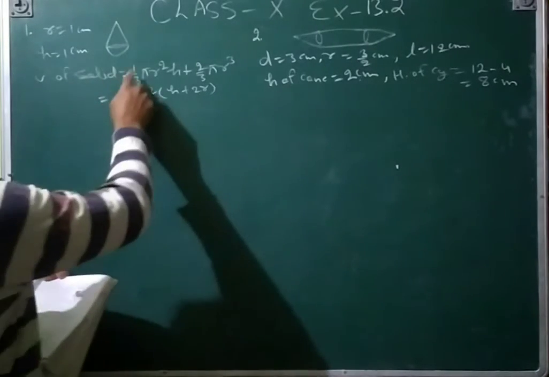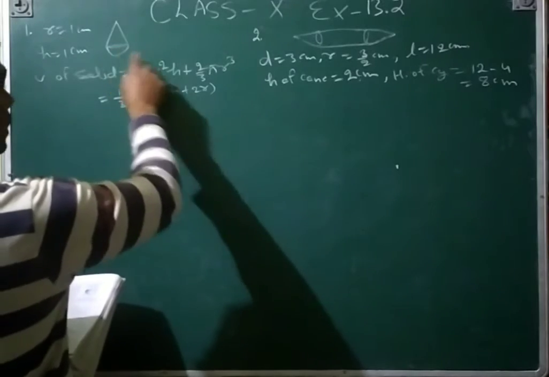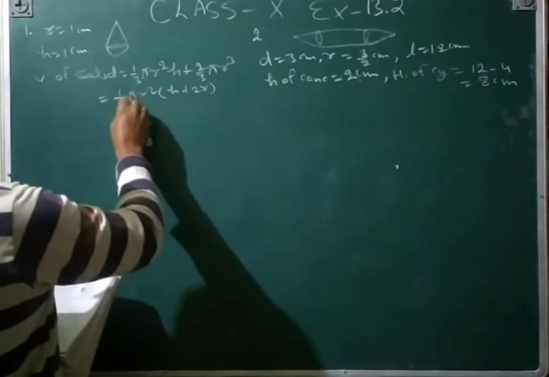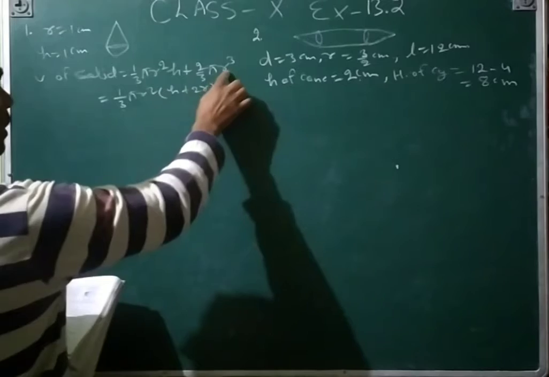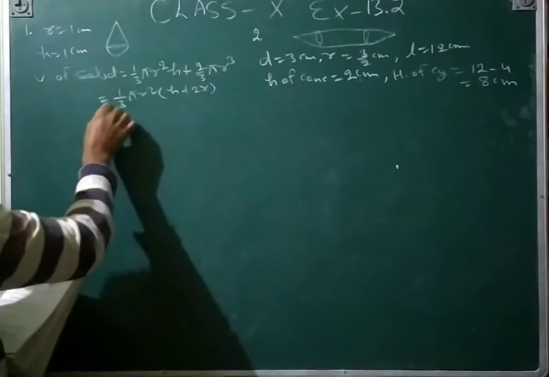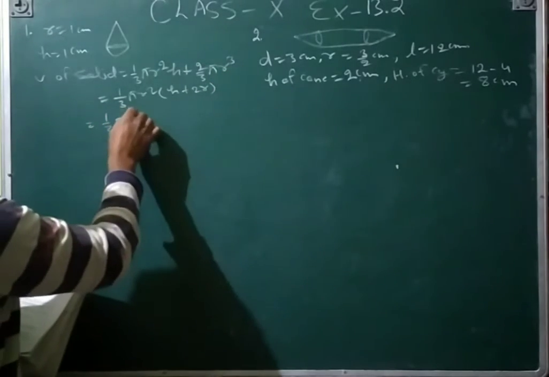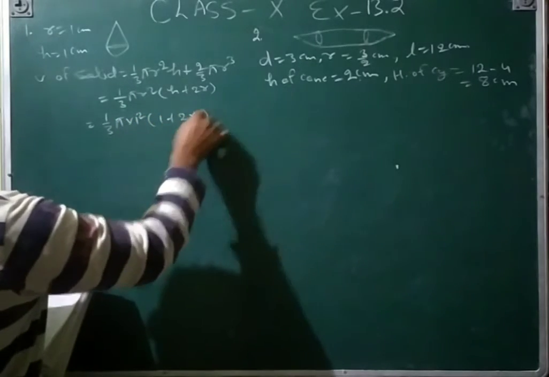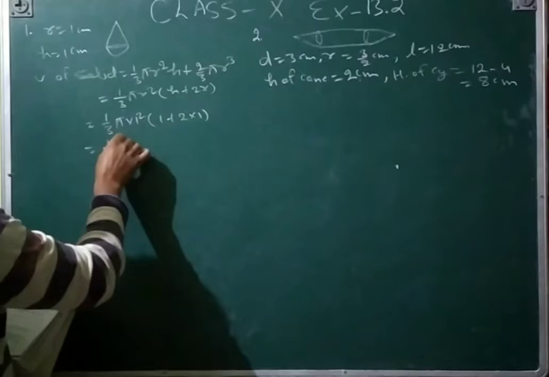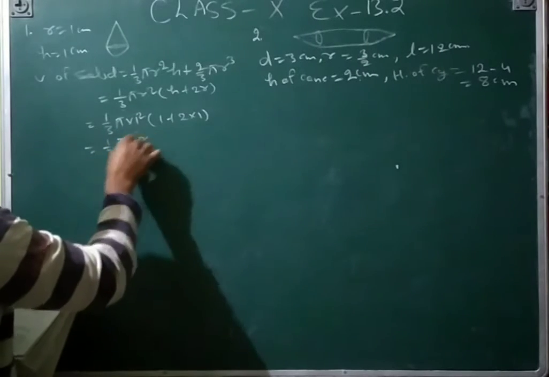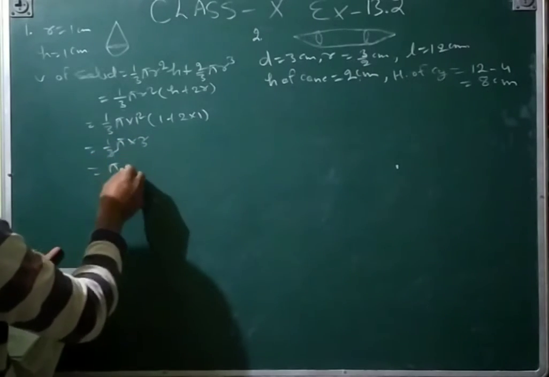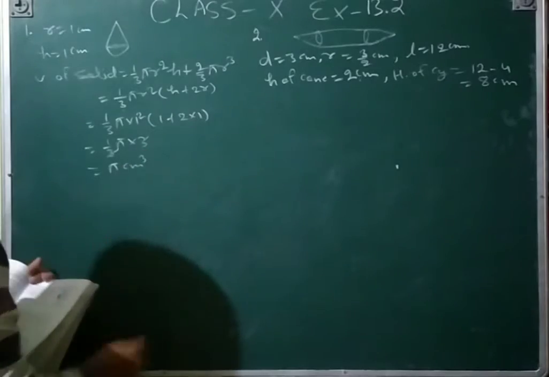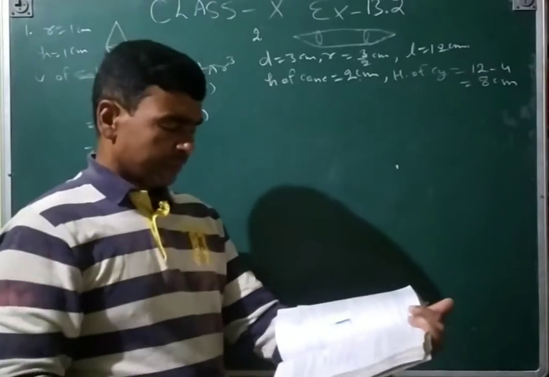So the volume of the solid is equal to the cone volume plus the hemisphere volume. So 1 upon 3 pi r square is common, so h is left here and r is left. And then 1 upon 3 pi into 1 square, that is 1 plus 2 into 1. So 1 upon 3 pi into 3, the 3 cancels by 3. So pi centimeter cube.